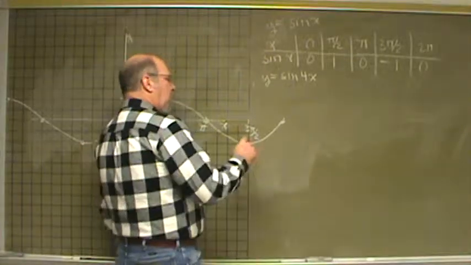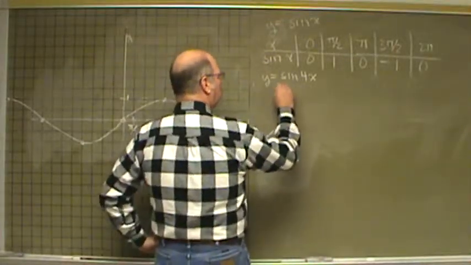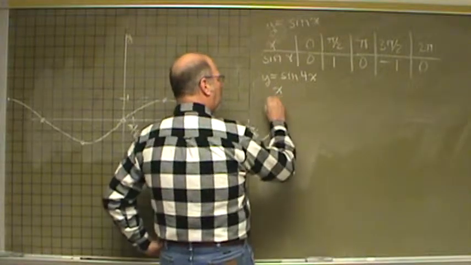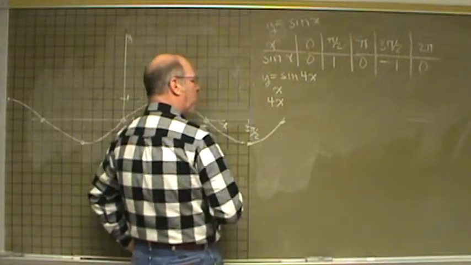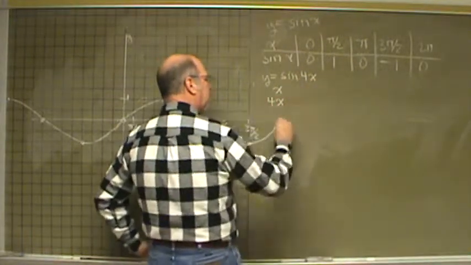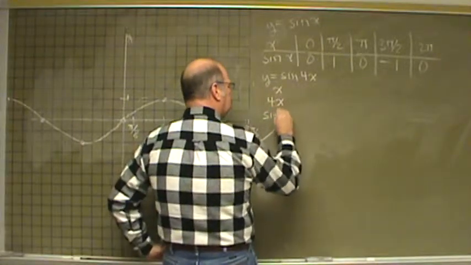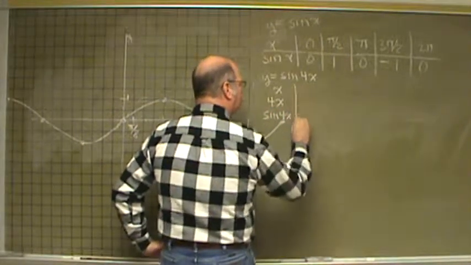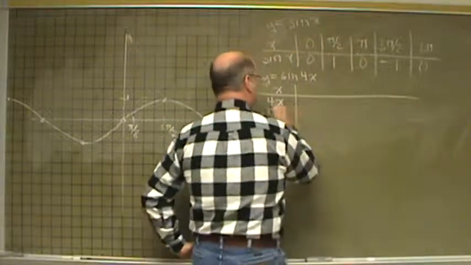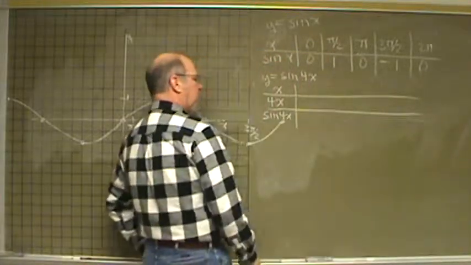Now, when I set up my table for this guy, I still want my top line to be x, but now I need a middle row of my table, 4x, the argument of my sine function. And then I have the sine of 4x. So, this is what my table looks like.